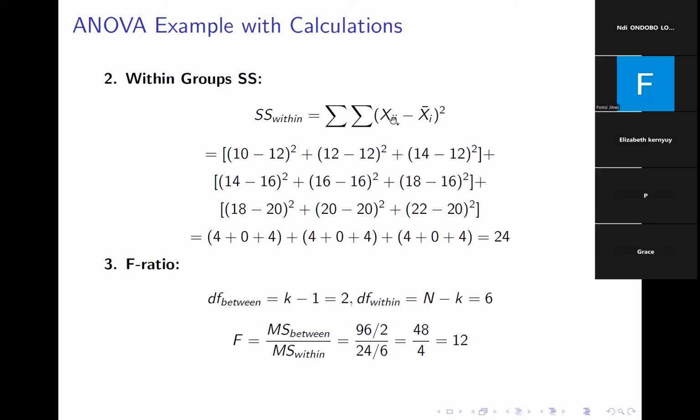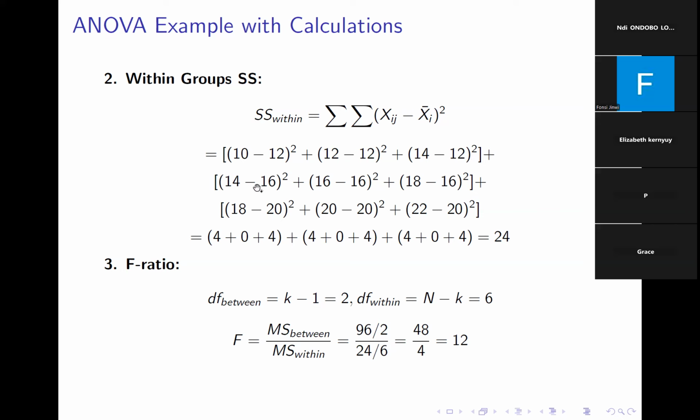Ij here means group 1 element 1, group 1 element 2, group 1 element 3. So x11 would be 10, which is the first member of group 1. The mean of group 1 is 12. The second member of group 1 is 12. The mean is 12. The third member of group 1 is 14. The mean is 12. So you calculate these differences and square them.